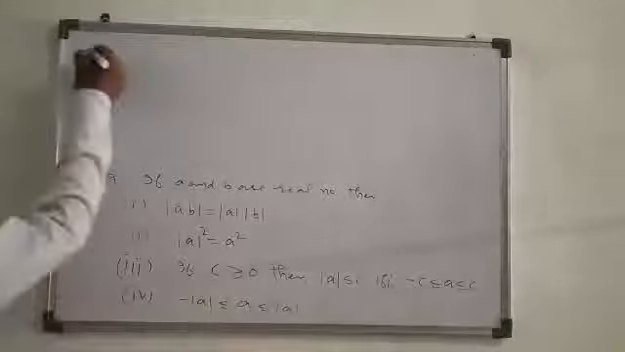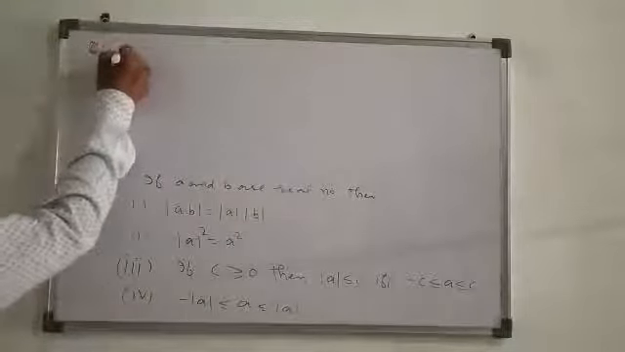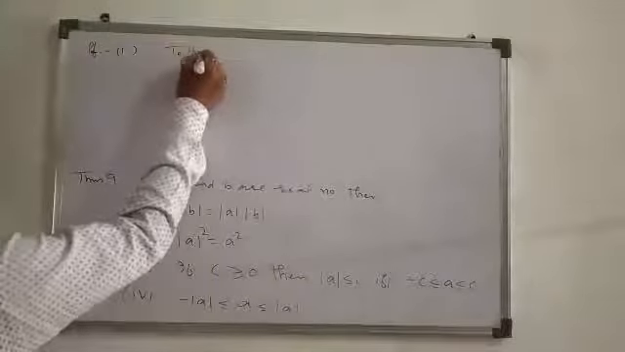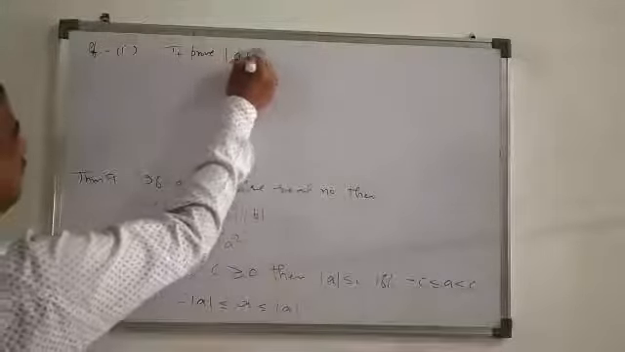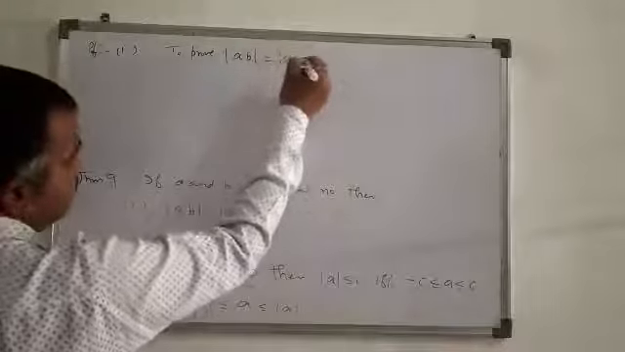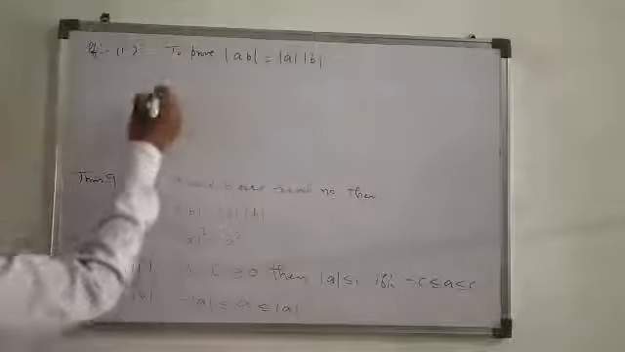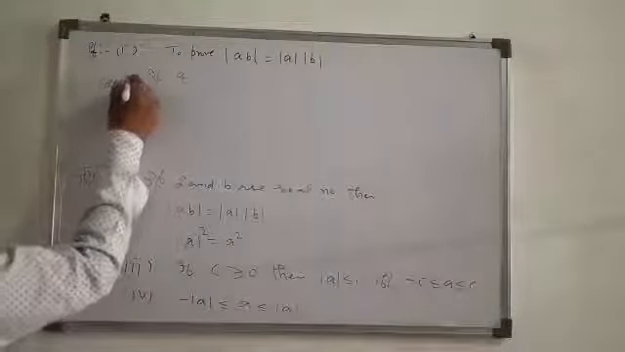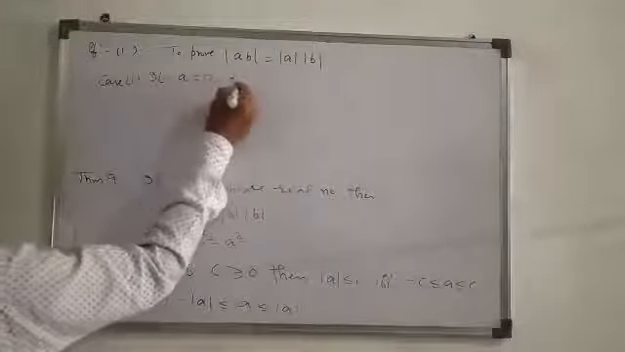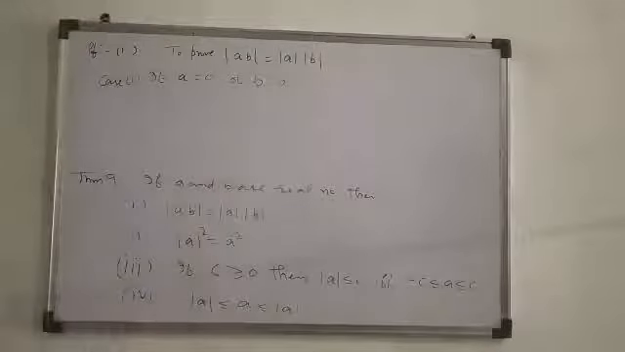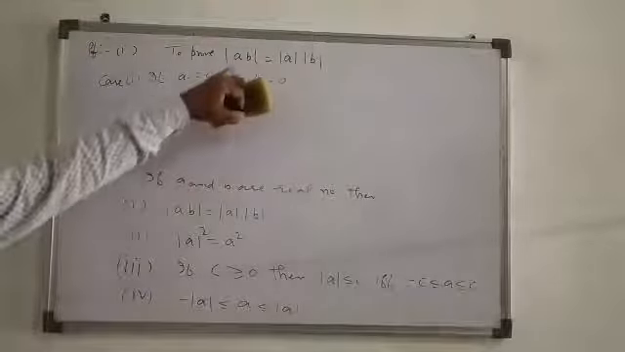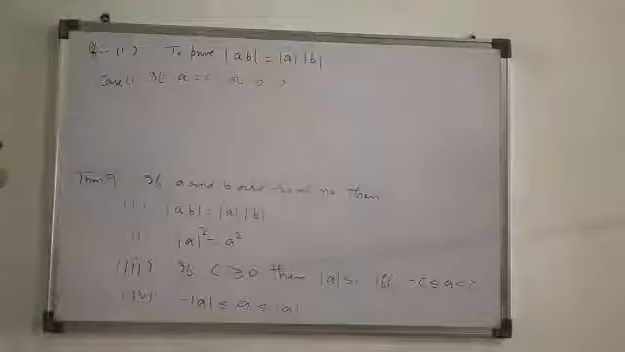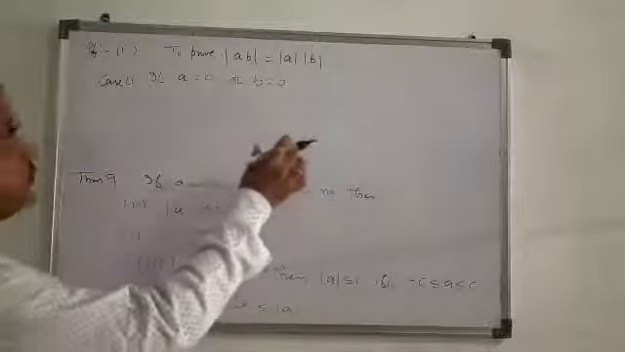Proof. First part. To prove mod of ab is equal to mod of a into mod of b. Case first, if a is 0 or b is 0. If a is 0 or b is 0, then the left hand side is 0, because multiplication of 0 with anything is 0, and I have earlier defined mod of 0 is 0.